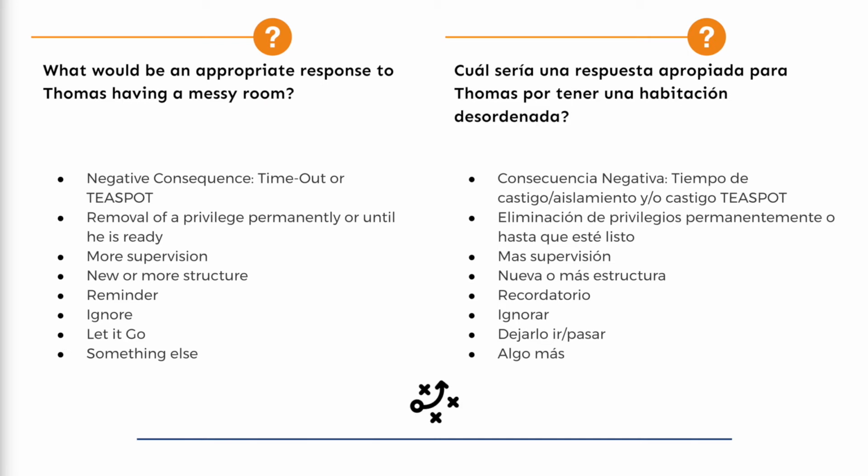What would be an appropriate response to Thomas having a messy room? Maybe a new structure on when to clean his room. Maybe the parents let it go. Maybe they give him a reminder. Maybe it's a self-limiting timeout. It's really dependent on how important this is to the parent. Since Thomas has so much going on, this might be something the parents let go of for a while so they can focus their energy on the more severe behaviors.